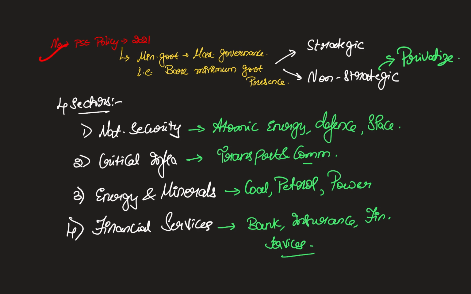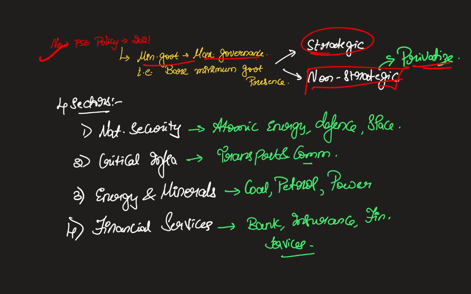Another topic which we have already discussed briefly in the first video is the new public sector enterprises policy of 2021, which talks about minimum government, maximum governance. So the government came up with a classification, strategic and non-strategic. All the non-strategic industries or sectors are supposed to be either sold off or privatized.